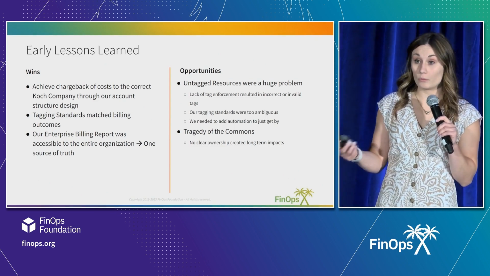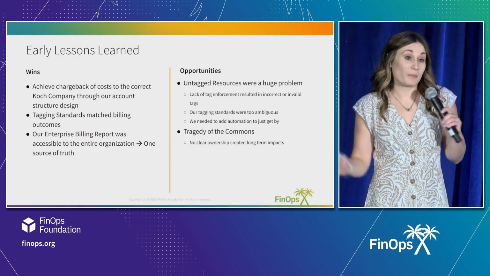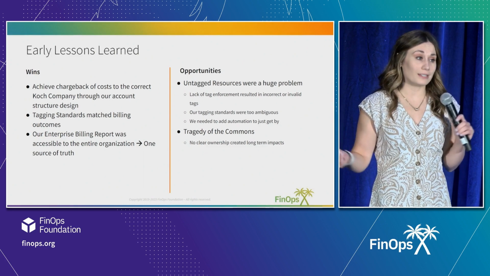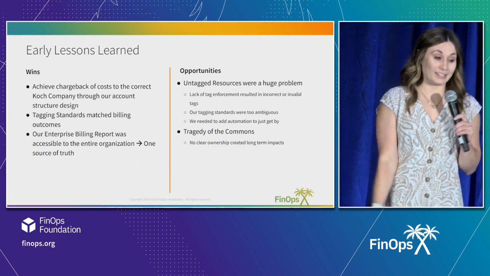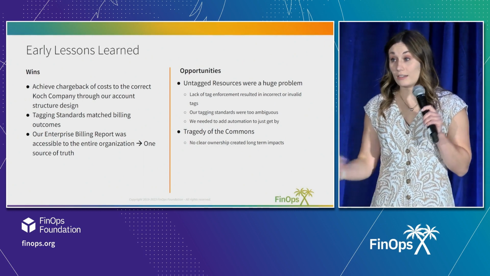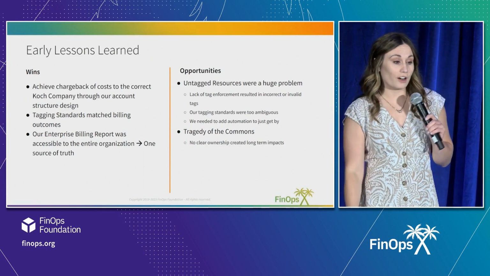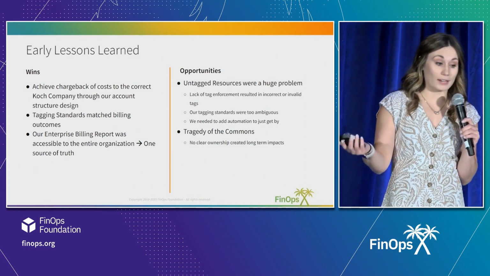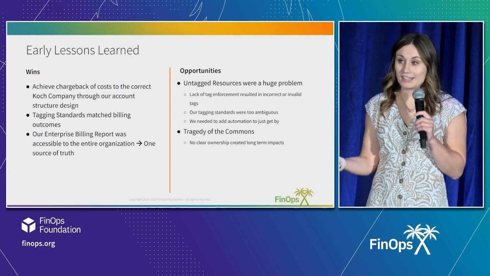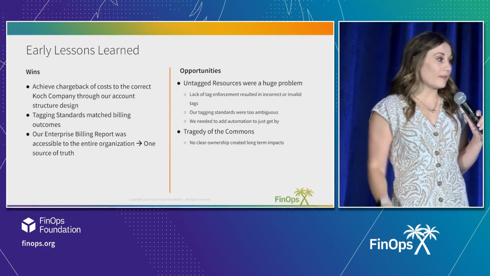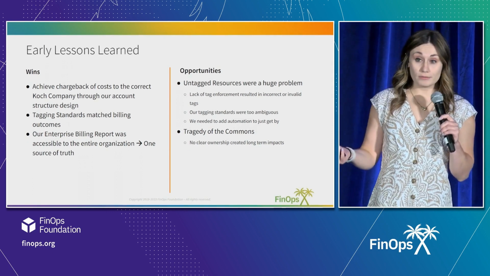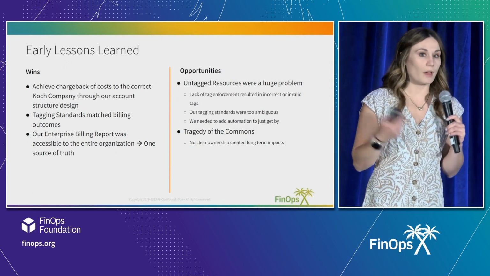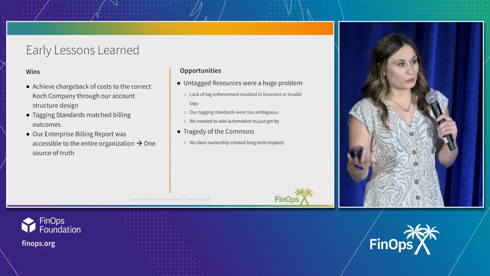There were some things that we think we got right on day one. From our account structure, we could at least tell which business owned the costs. So even if they didn't tag it, I knew what company I needed to bill those charges to. And the 4 tags that we set at the beginning of our journey matched our billing outcomes. So we really didn't need to make any changes to what those tags were. And because we went and got tooling on day one, we could make our enterprise billing report available to anyone in the company, and they could see what their cloud bill was going to be before it got billed to them a month later. So there was one source of truth.